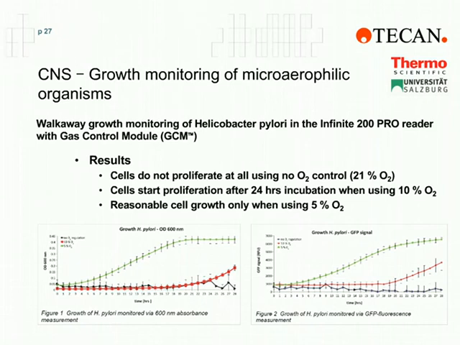so ambient at 21%. Then cells start slowly proliferating about 24 hours after incubation when using 10%. And we definitely see reasonably good cell growth only when using a lower 5% oxygen concentration. And this is nicely coincided by the OD600 measurement, where we can then say, okay, when you do see an increase in the FI signal, that's not only related to an increased expression, but also definitely related to an increase in cell growth, reflected by an increase in the OD600 measurement.